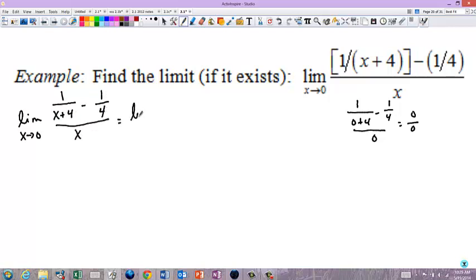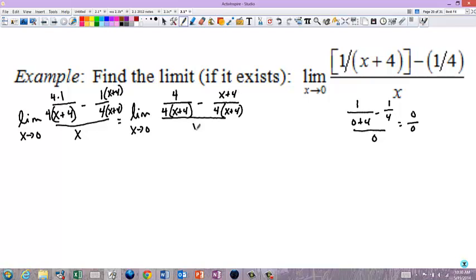That equals the limit as x approaches 0 of, our common denominator would be 4 and x plus 4. So we look and say, alright, how has it changed from here to here? Well, I had to multiply the bottom by 4. If I have to do it to the bottom, I have to do it to the top. So that's going to be 4. This one I multiplied by x plus 4. So that will just be x plus 4, and then over x.